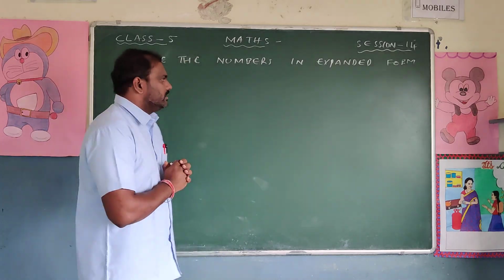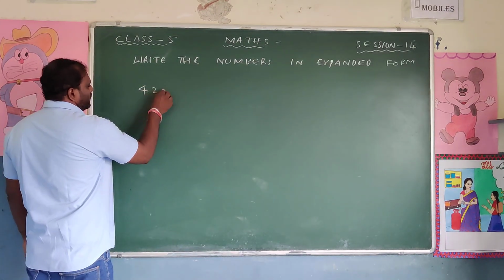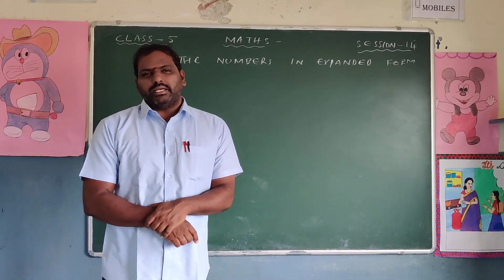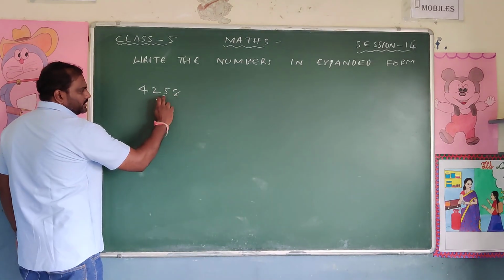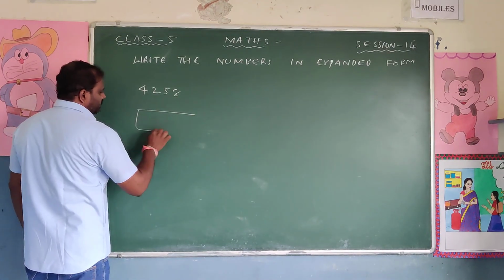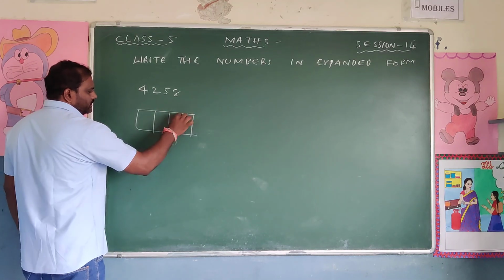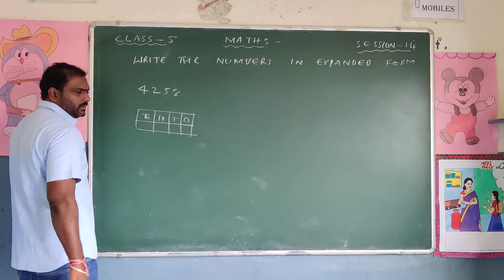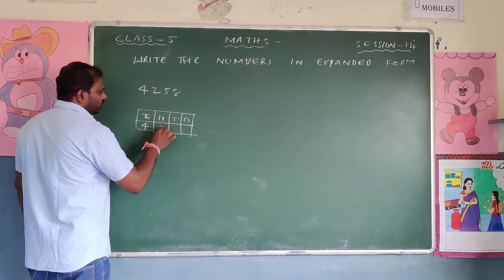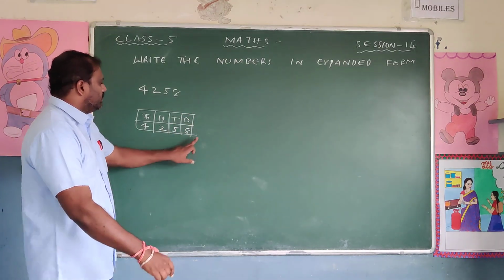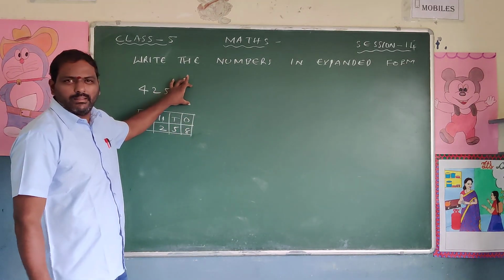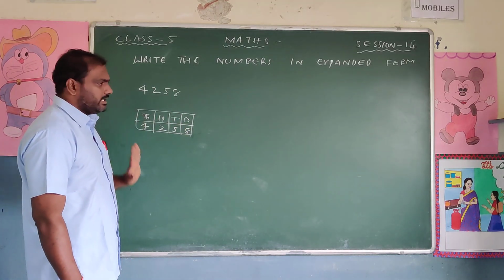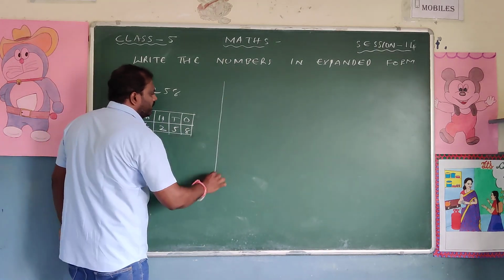Write the numbers in expanded form. For example, look at this: 4258. Suppose it is to be written in expanded form. How to write? Very simple. Take 4 boxes because there are 4 digits, and write ones, tens, hundreds, thousands. Then place the numbers 4, 2, 5, 8.